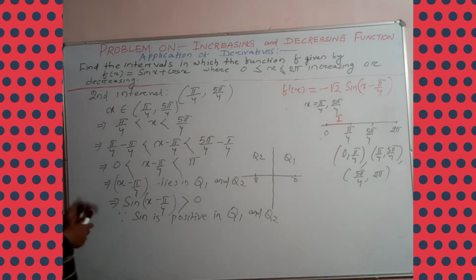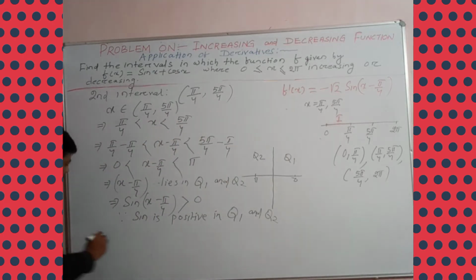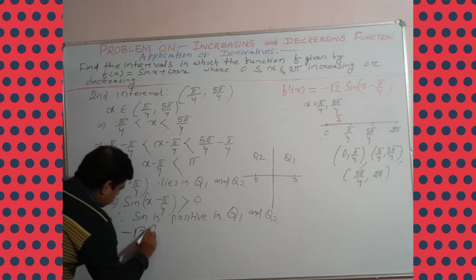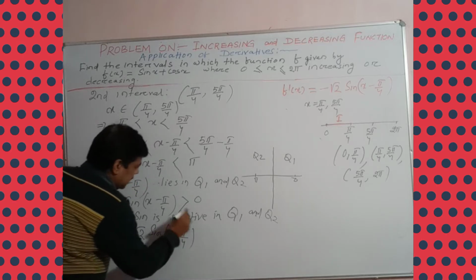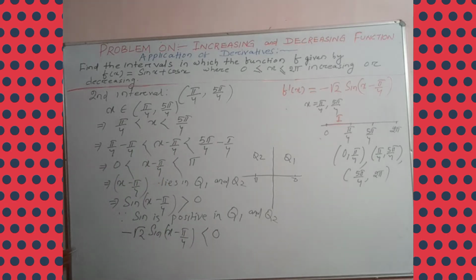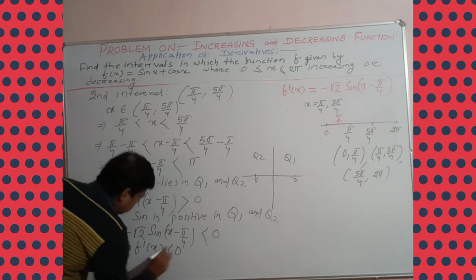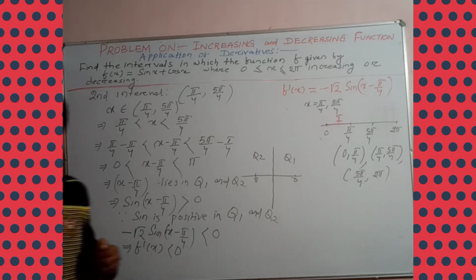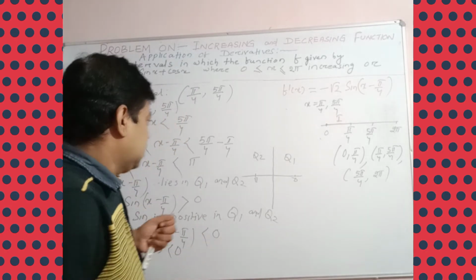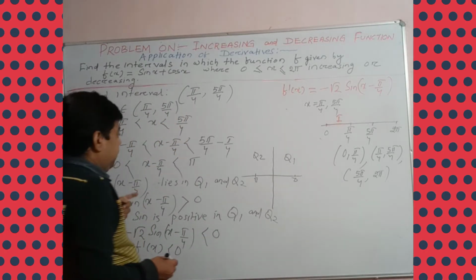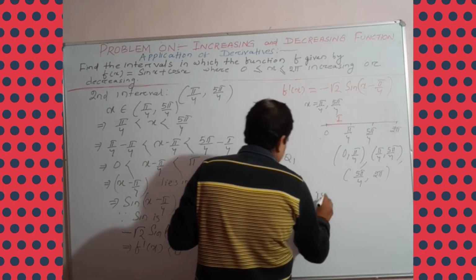Understand? So since sin of x minus pi by 4 is greater than 0, here f dash x is minus root 2 sin of x minus pi by 4. Let us multiply by minus root 2. If you multiply by minus root 2, the expression will be less than 0. Yes or no? That implies f dash x is less than 0. And we know if the first order derivative is less than 0, then the function is decreasing. Yes or no? In the interval pi by 4 to 5 pi by 4, thus, hence f is a decreasing function.